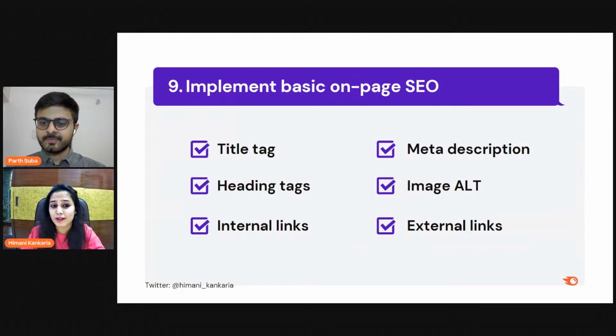Yes, let me tell you, this is something that most of us might miss out on, which is implementing basic on-page SEO. We have to optimize our blog in the same way that we optimize our money pages. You should not underestimate your blog. So you need to have a proper title, you need to have a meta description, that too a perfect one, heading tags, image alt attributes, internal links, and external links. You have to make sure your content is the best, right? For that, you have to make sure that it is optimized well for the search engines.